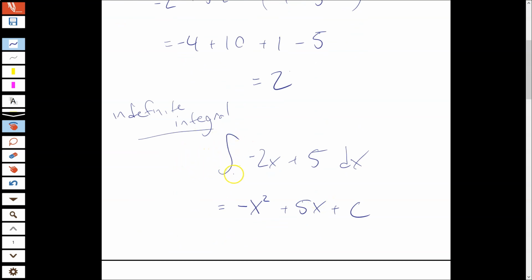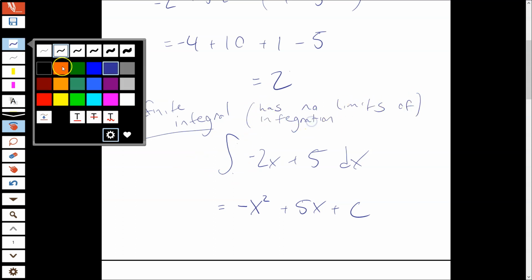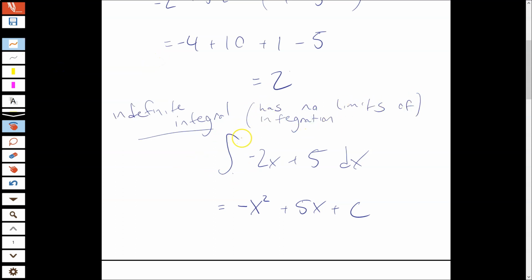Okay, so anytime you see no bounds, I'm going to write this so you include it in your notes. So anytime you see no limits of integration, so nothing here, it gets a plus c to represent that constant.